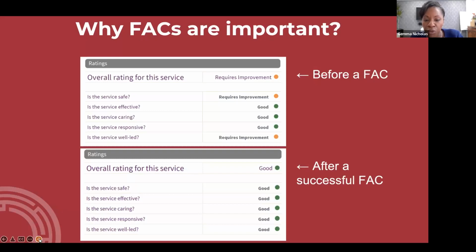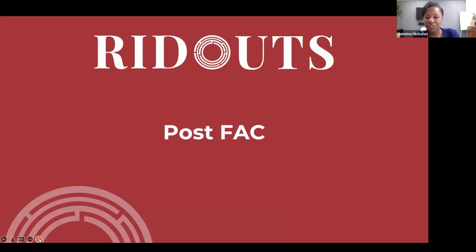And then as you can see with the top example, you've got whether the service is well led. If a provider has not returned their PIR information on time, that's a rating limiter for the well-led domain. Basically, you will not be able to achieve more than requires improvement for the well-led domain if you don't return your PIR, and you will not be able to obtain more than requires improvement for your overall rating if there's a breach of regulation.